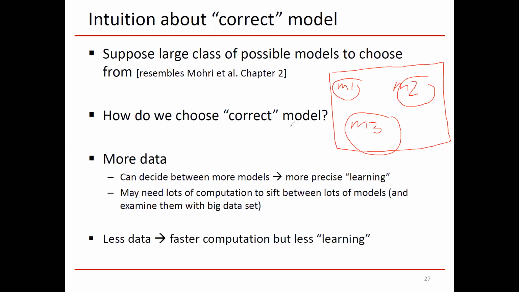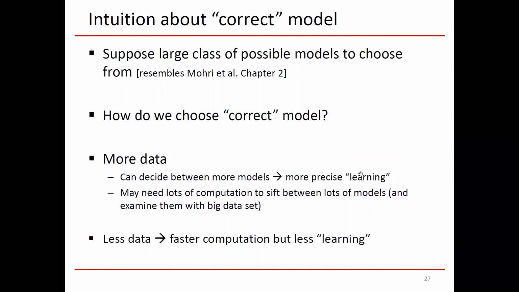So if we have more data, then we can decide between more models, and we can perform more precise learning. Again, learning in quotation marks. We're trying to decide on a model that's reasonable and offers a good trade-off between complicated and simple models, and then we'll be using that model to explain the data. So we're going to be learning, meaning deciding what's a good model, and we may need a lot of computation to sift between lots of models. And especially if we have a large data set, sifting through lots of models with a large data set will be very difficult. So if we have more data, we can learn more, but it's computationally hard.